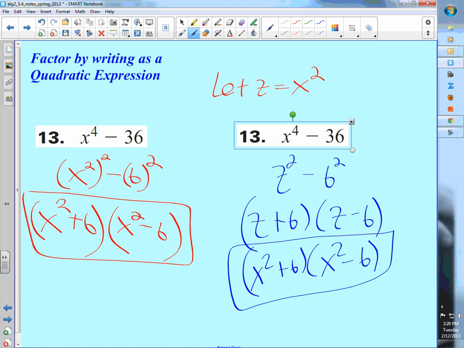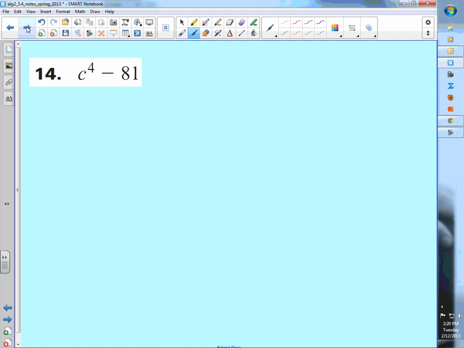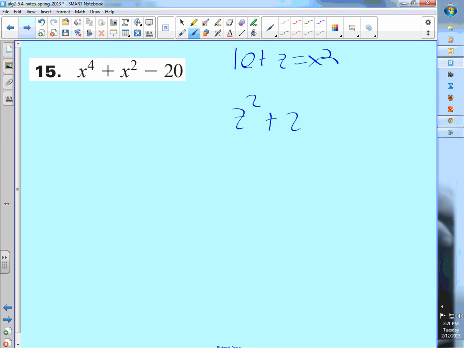All right. This is the difference of two squares. Okay. This is the difference of two squares. This is a trinomial. This trinomial is not quadratic. It's quartic. The degree is 4. So if you wanted to let z equal x squared, we could write this as z squared plus z minus 20, and then you could factor.